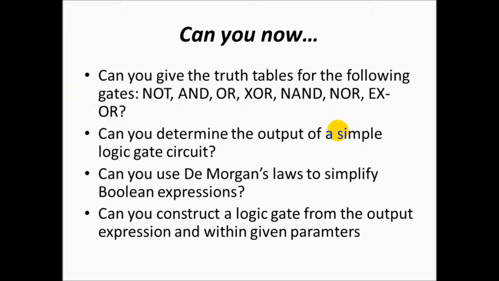So, at the end of this, you should now be familiar with all of the connectives, the gates. Can you determine the output of a simple logic gate circuit? I'm sure you can do the simple ones. Can you do complex ones? I'm sure you can. Can you use De Morgan's laws to simplify Boolean expressions? Try to memorize them. There's only 4 things that you have to remember for De Morgan's law, and they're 7 slides back. Can you construct a logic gate from the output expression and within given parameters? That's what we've just done in the last 2 exercises, question 8 and 9.